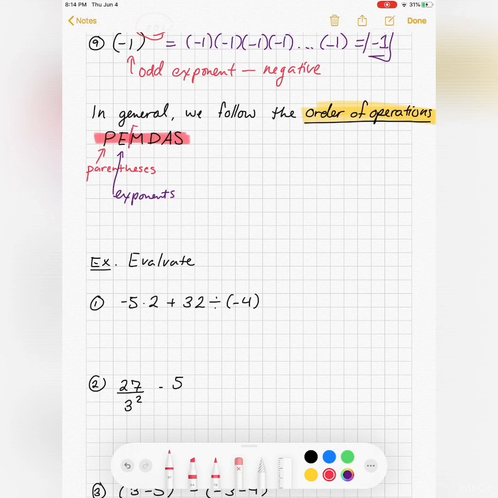Then we look at these guys. We can kind of interchange. These are multiplications and divisions. Assuming I have more than one of those, I can do those in either order. I can do a division first or a multiplication first. But I have to do multiplications and divisions before I do additions and subtractions.